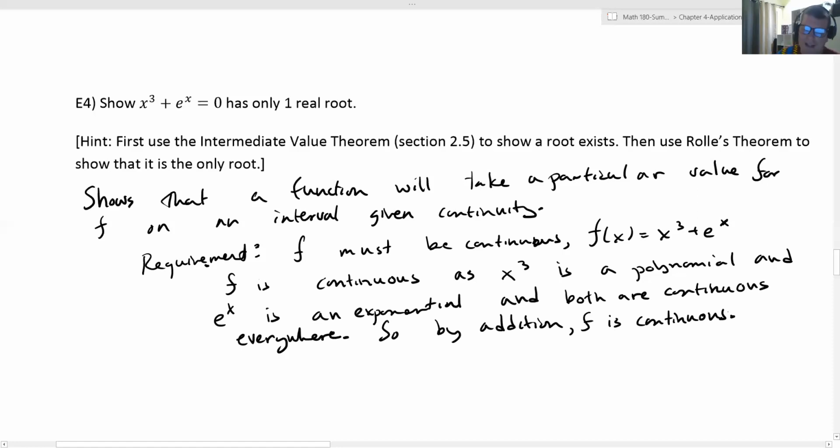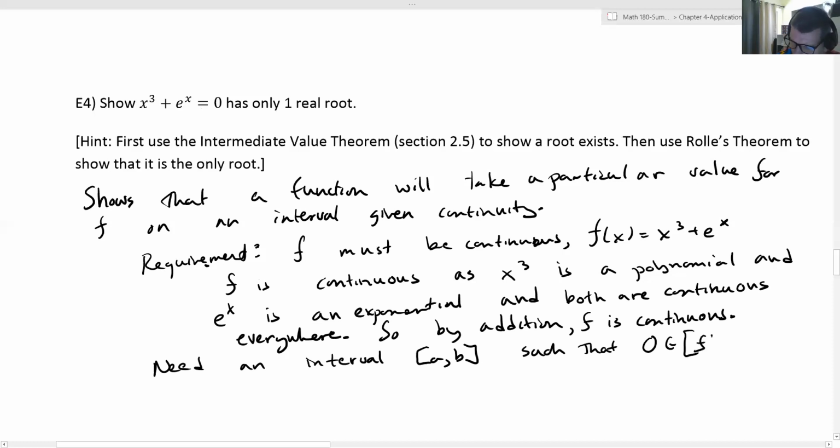Then the other requirement is we need an interval a to b such that 0 belongs to f of a to f of b. So we need that as well. That's the second requirement that we have.